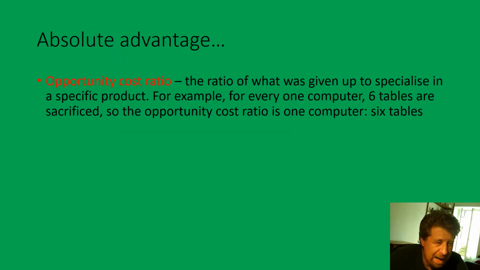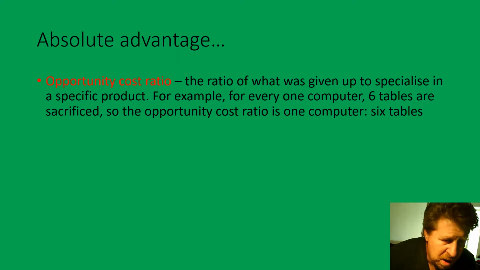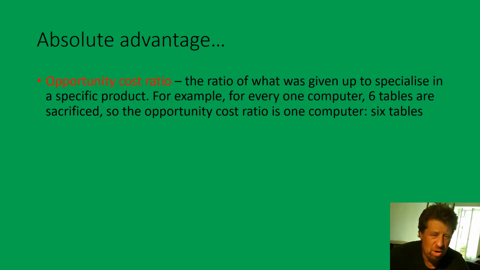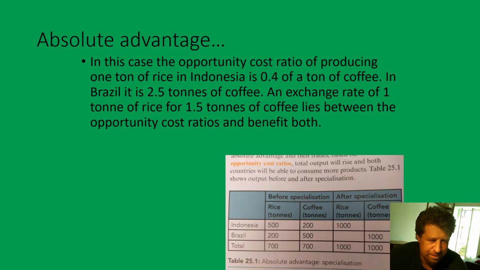Now, to understand absolute advantage, we've got to also understand opportunity cost ratio. This is the ratio of what was given up to specialize in a specific product. So, for example, if I've got one computer, with the resources to build that one computer, maybe I could have built 6 tables. So the opportunity cost ratio is one computer to 6 tables. We'll see why that's important in a second.